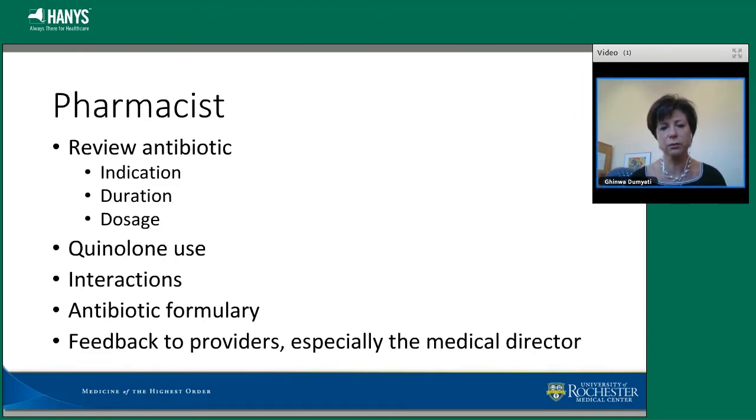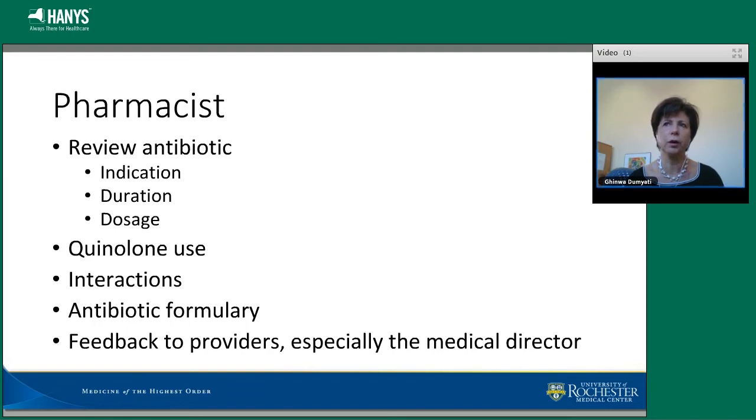So the pharmacist really is an important team member of the antimicrobial stewardship and has the expertise in antibiotics. Through their monthly review, they're able to see if there is documentation of indication, duration, and doses. They can also focus, if there is a lot of quinolone use, on the quinolone use. Is it appropriate? Is there an alternative agent?